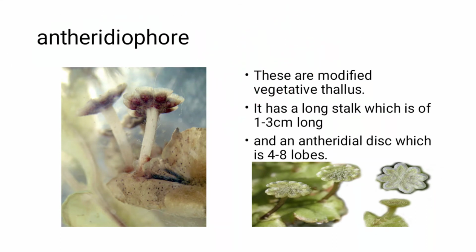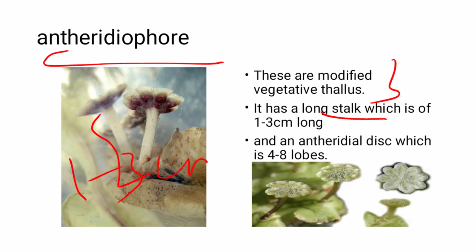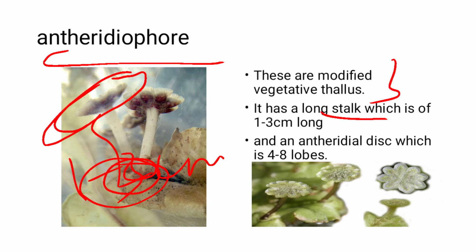So this is what is given here. What is an antheridiophore? Antheridiophores are the gametophores which produce the male gametes, that is, antheridia. They are modified vegetative thallus. They are long stalked. The stalk is around 1 to 3 centimeters in length. One end of the stalk is attached to the vegetative gametophyte of the Marchantia, and the other end of the stalk is disc shaped. The disc is lobed, with around 4 to 8 lobes, on which the antheridium is produced.